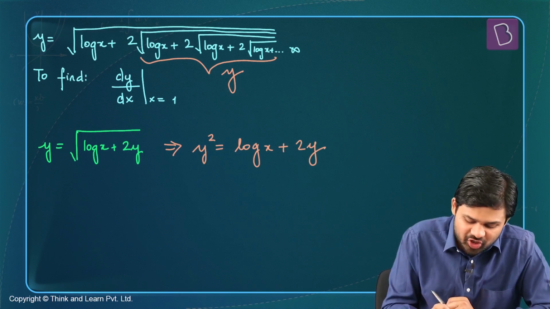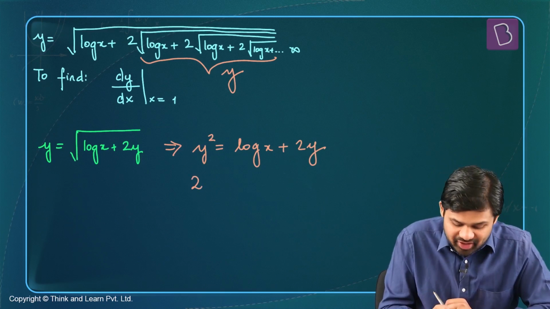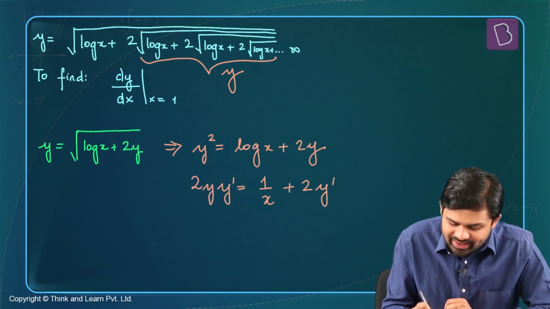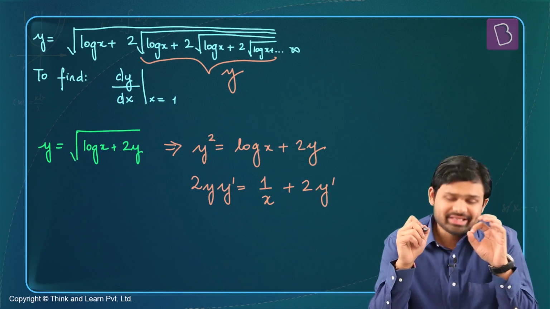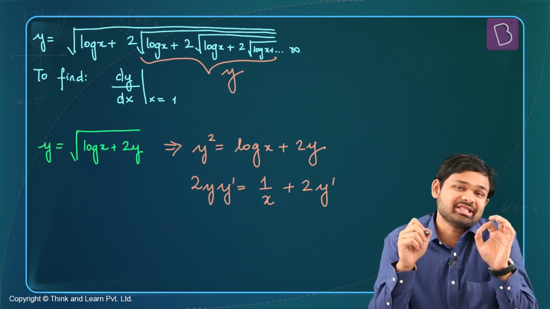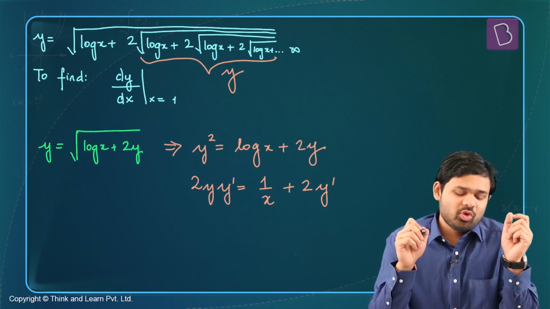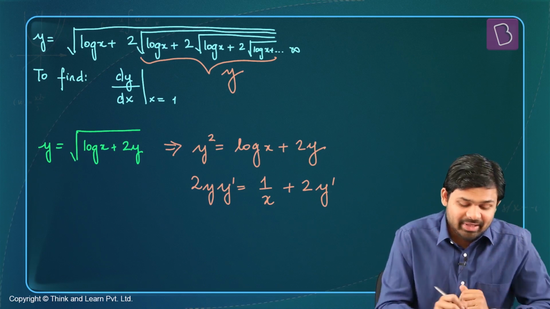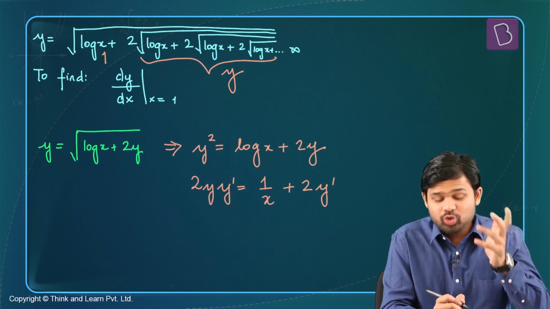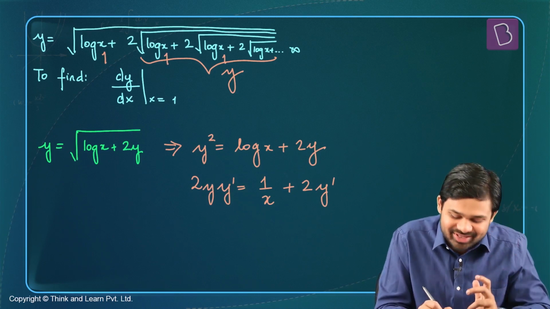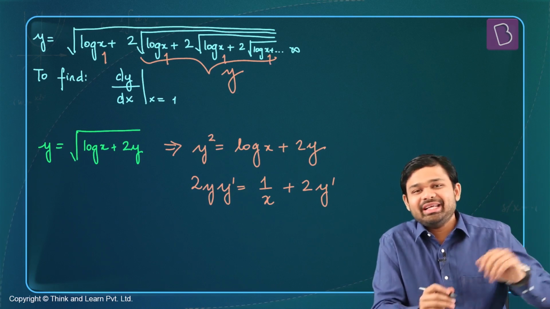Correct? So now y square is log x plus 2y. I'm going to take the differential of this. So I'm going to use implicit differentiation. 2y y dash is 1 by x plus 2y dash. Now, what is the value of x? The value of x is equal to 1. So when x is equal to 1, what is the value of y? The value of y will be log 1 plus 2 times log 1 plus 2 times log 1 plus 2 times log 1 and so on until infinity.